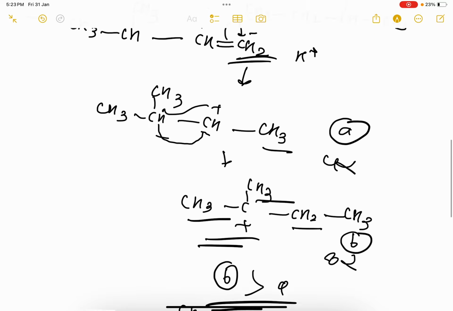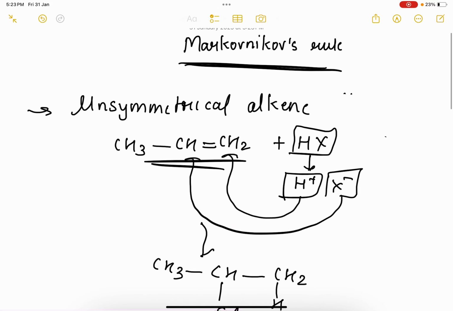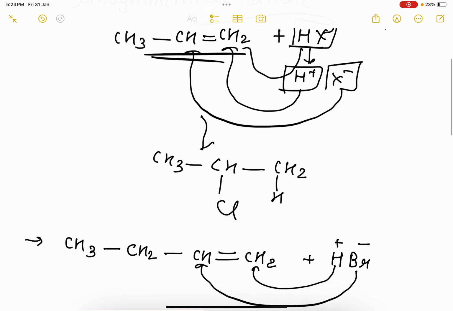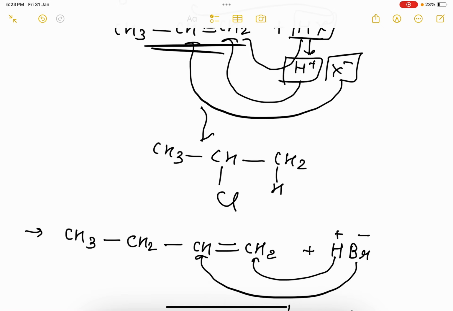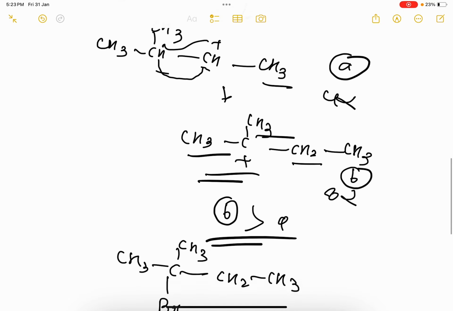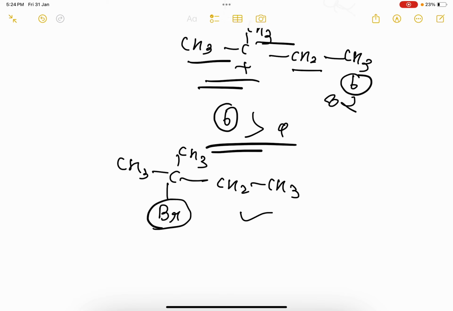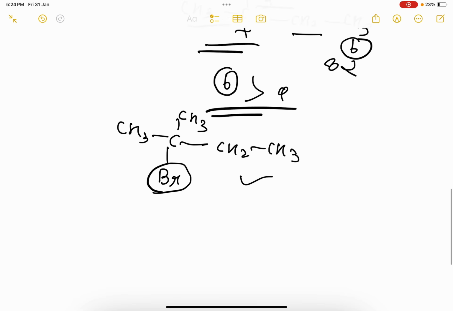So the first rule of Markovnikov is that if we are going to add a molecule like HX to an unsymmetrical alkene, hydrogen goes to the carbon which already contains more number of hydrogen and halogen goes to the other carbon. But if there is any chance of rearrangement of carbocation, we do the rearrangement and find the most stable carbocation, and after that we add the nucleophile to the most stable carbocation. Okay, so this is the first rule of Markovnikov.